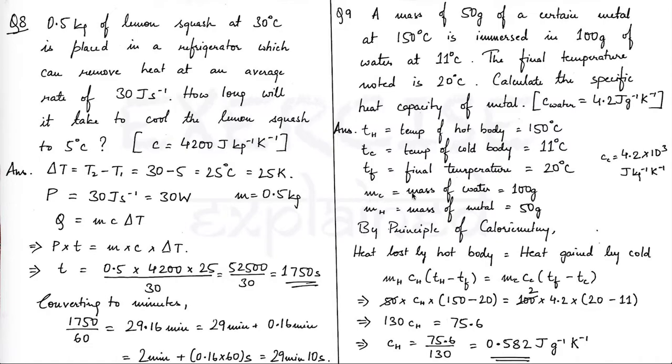M suffix C is the mass of water, that is 100 grams. M suffix H is the mass of metal, that is 50 grams. Now I have taken suffix H because metal is a hot body, so M suffix H denotes the mass of the hot body, and M suffix C denotes the mass of the cold body, that is water, that is 100 grams. Now if you notice one thing, the specific heat capacity of water is given in joules per gram. So we need not convert gram to kg, you can keep it in grams only.